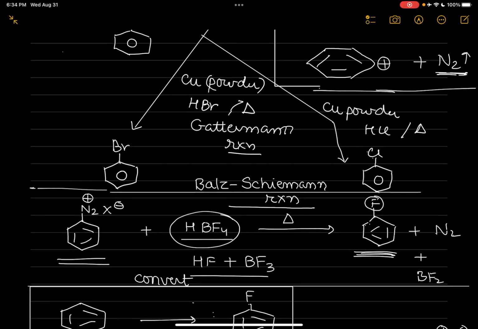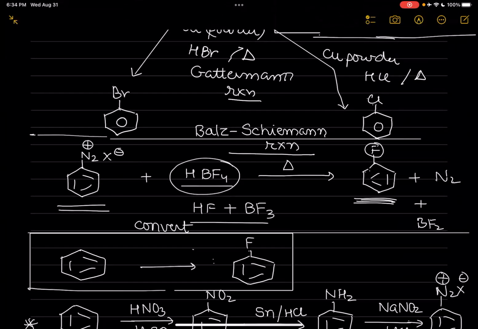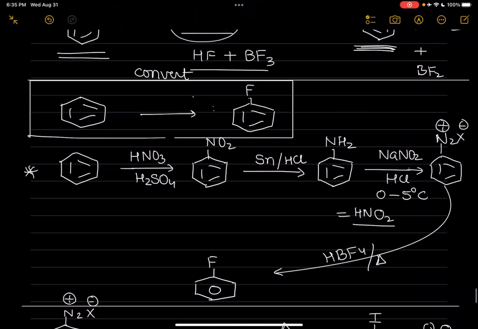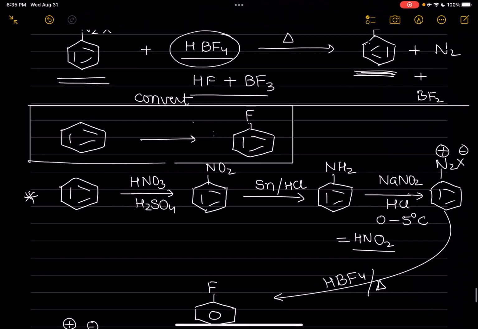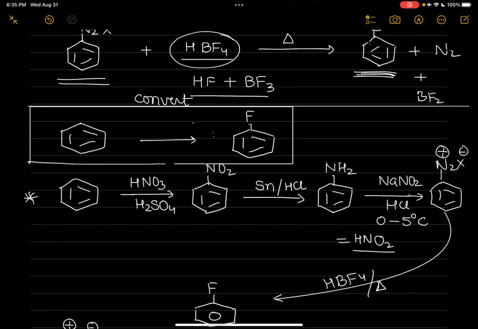The direct methods were by taking chlorine and Lewis acid, or bromine and Lewis acid. But I told you that direct fluorination is not possible because it is highly exothermic. So we prepared fluorobenzene by the Schiemann reaction, right? Iodobenzene was also prepared by a similar reaction, and this reaction is actually a synthesis using diazonium salt.